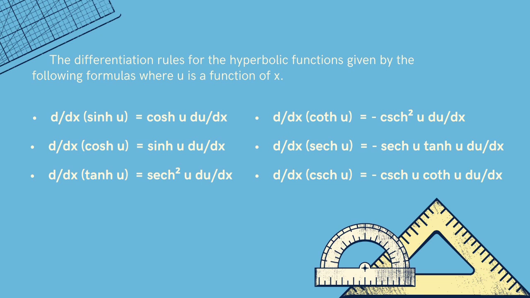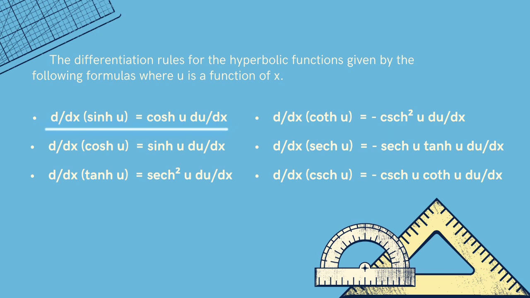So, the differentiation rules for the hyperbolic functions are given by the following formulas where u is a function of x. As you can see, guys, the derivatives of hyperbolic functions are identical to the derivatives of trig functions. The only difference is that there is an h for hyperbolic, and the sign is changed.